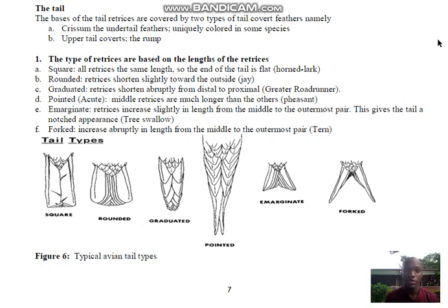Hi everybody, my name is Innocent, and we're going to keep on with the next part, that is the tail.